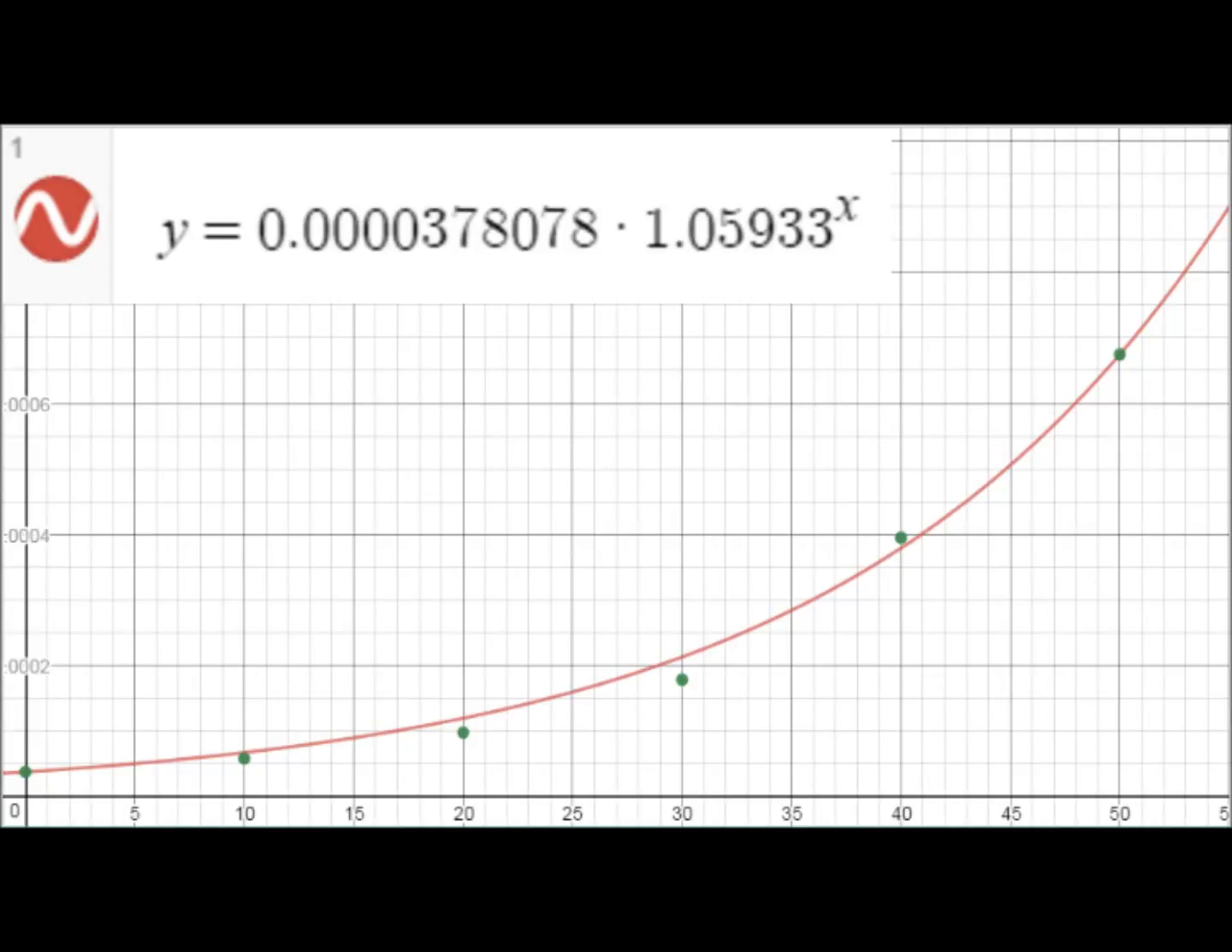Using a similar process as the rest of my group, I found the equation y equals 3.78 times 10 to the negative fifth times 1.059 to the x. Using point 0, 3.78 times 10 to the negative fifth and 50, 6.74 times 10 to the negative fourth. This was very accurate at estimating y values at x equals 0, 10, 40, and 50. It overestimated for x equals 20 and 30. It is quite similar to the other graphs in terms of steepness and accuracy.